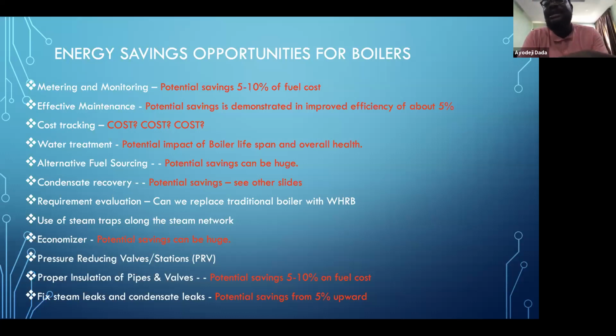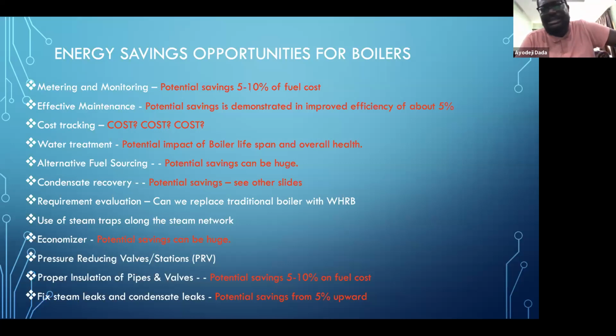At times we consider the fuel cost and we leave out the water cost and the chemical cost. This cost tracking would help you to know what the inputs into my process are, what is the cost that I am putting into the process of generating steam or generating power via this boiler. What is my cost per kg of steam or per ton of steam that I am producing?